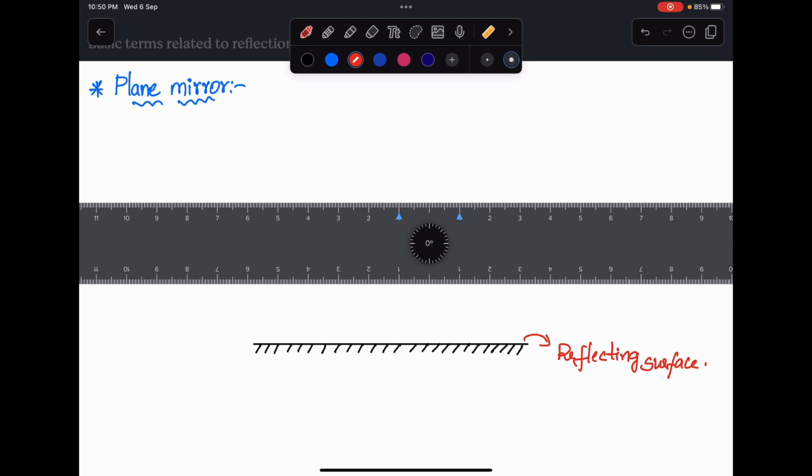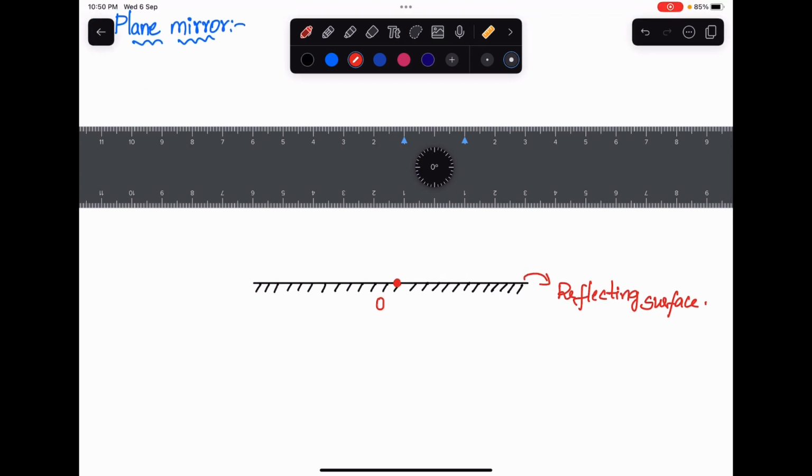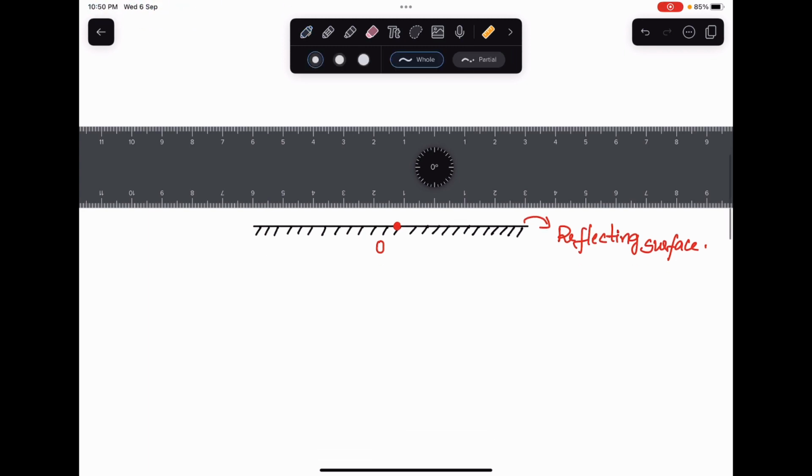So the first definition we are going to learn in today's class is the point of incidence, and it is represented by O. I will just list out the terms over here. Make sure that you make a note right after listening to the class. So the first one is point of incidence, represented by O. Sir, define point of incidence.